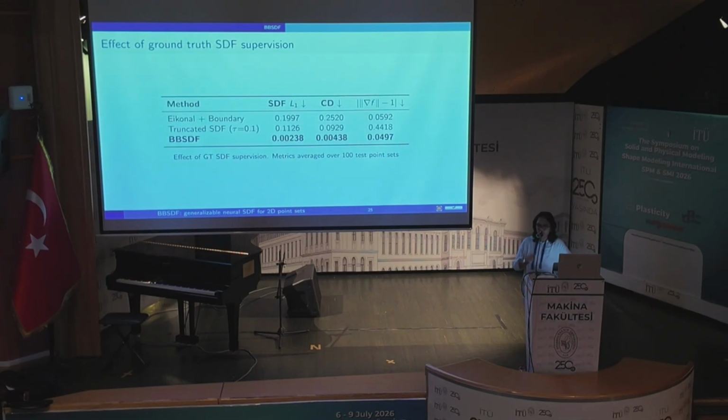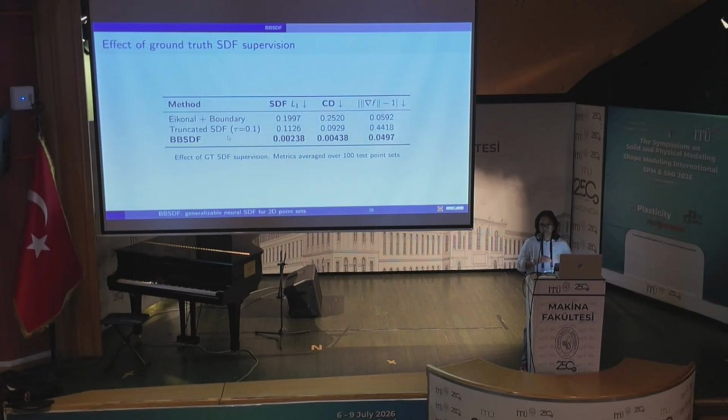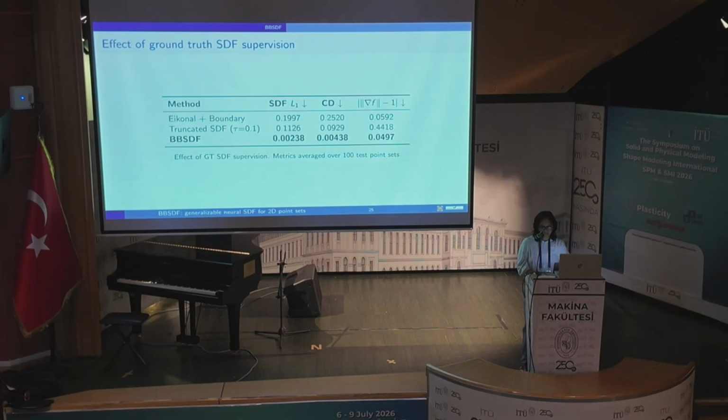This is an important ablation study that we did. This shows how ground truth supervision is helping us to predict the sign distance accurately. The first study is using the eikonal optimizer with only boundary supervision. The second is where supervision is provided only in a narrow band near the surface. You can see the quantitative metrics. Clearly, our approach has the lowest SDF L1 error and chamfer distance, and the gradient field is close to 1 in our case.